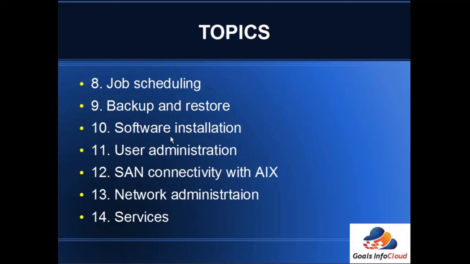Then software installation, how to install software on the AIX operating system. Then user administration is the 11th topic. The 12th topic is SAN connectivity with AIX. We'll be covering what is an HBA card, how to connect the HBA card to the AIX server, what commands we need to fire, and what is multipathing. All those things we'll be covering in the 12th topic.